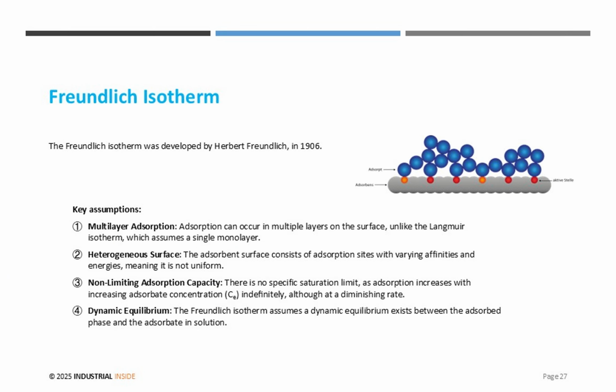The Freundlich isotherm, proposed in 1906, describes multilayer adsorption on a heterogeneous surface. It assumes adsorption occurs in multiple layers. The surface has varying site energies. There's no fixed saturation point, though adsorption slows at higher concentrations. A dynamic equilibrium exists between the adsorbed phase and the solution.